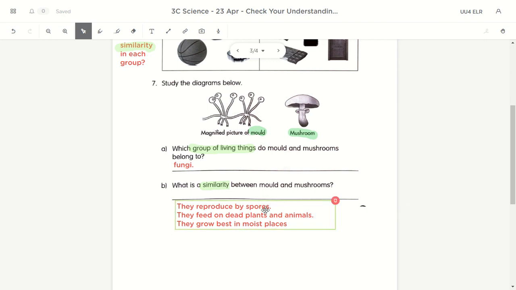Reproduce by spores is the characteristic, which is quite straightforward. Some of you say they grow on other living things. Try to say they grow on dead plants and animals. Don't say they live on other living things. So they feed on dead material, dead plants and animals. And for the last one, please take note. Make sure you write they grow best, because even on the normal dry bread that we see, mold also grows. So they grow best in moist places. Try to use the word moist instead of wet. These are the three that I accept, which I have marked your work already, so you can check your work through the class cake.